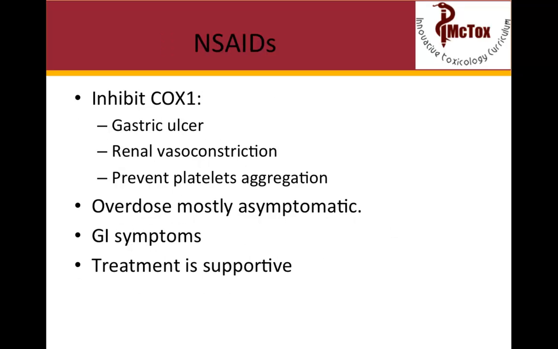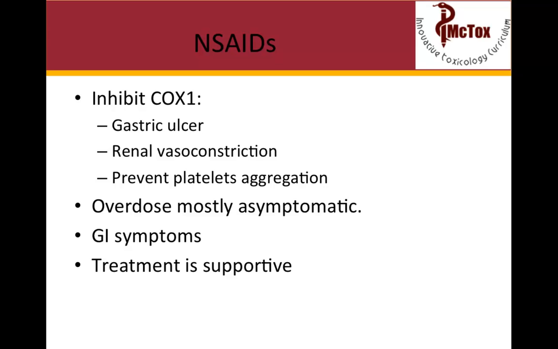Now moving on to our discussion of NSAIDs. NSAIDs, like aspirin, inhibit cyclooxygenase activity. Traditional NSAIDs inhibit both COX-1 and COX-2 isoenzymes. Inhibition of COX-1 can cause gastric ulcers and renal vasoconstriction, in addition to the effects of inhibiting COX-2, i.e., inhibition of platelet aggregation.